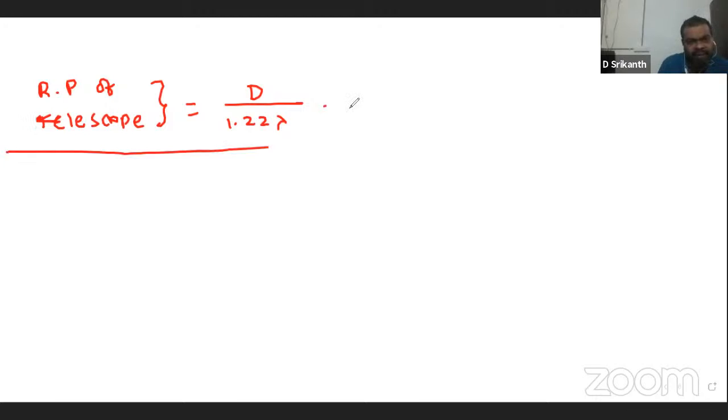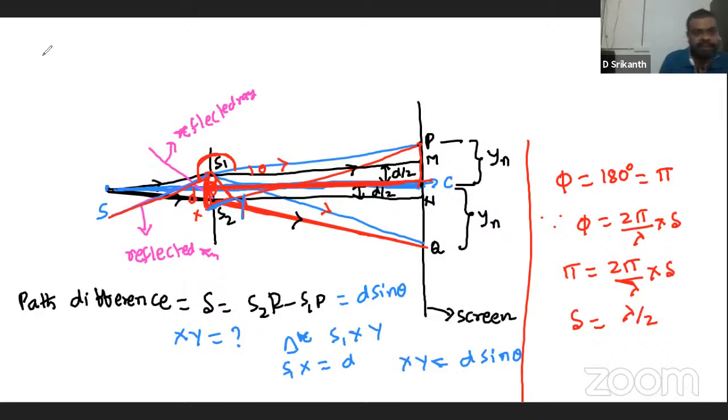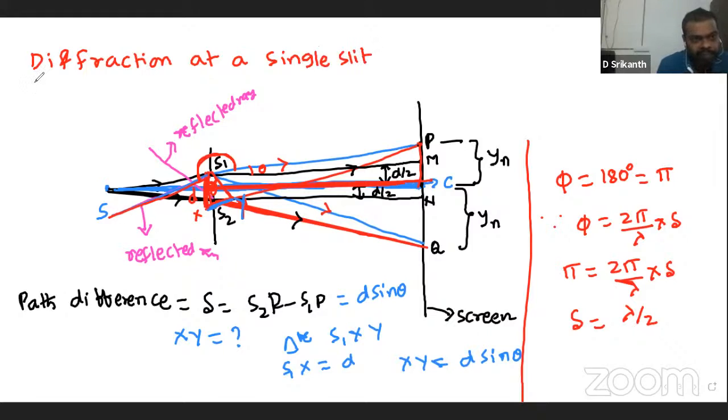Up to here it is diffraction. All of you please note down, this is the diffraction at a single slit. Keep the side heading: Diffraction at a single slit.